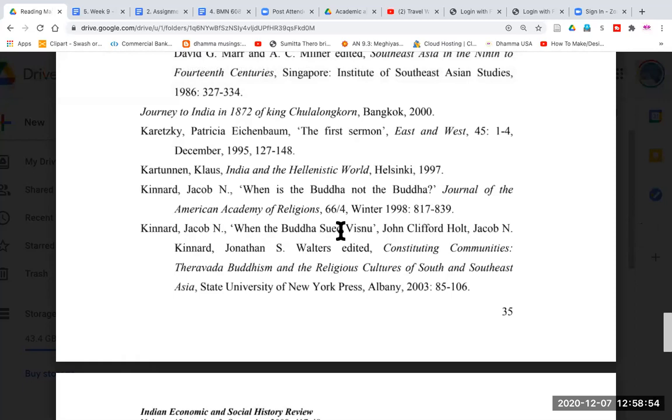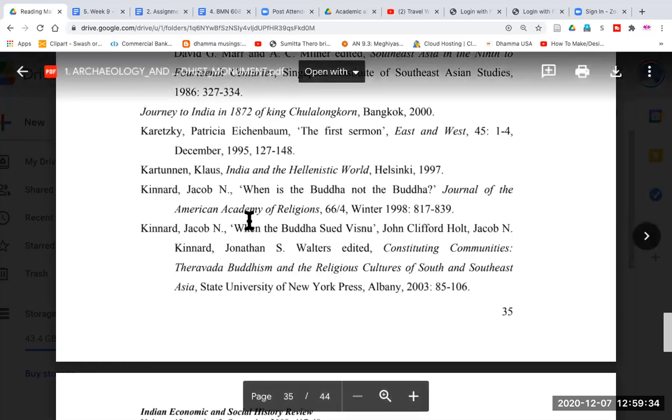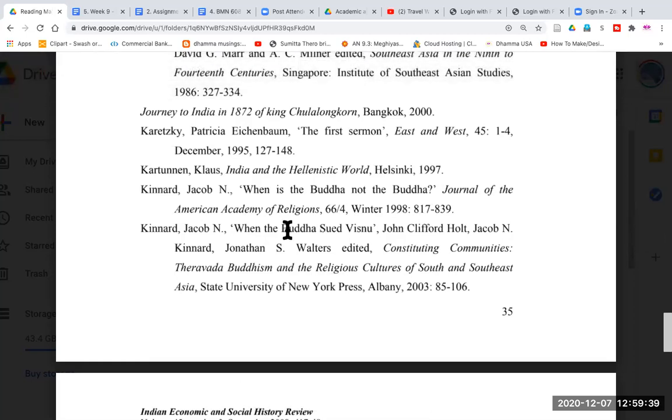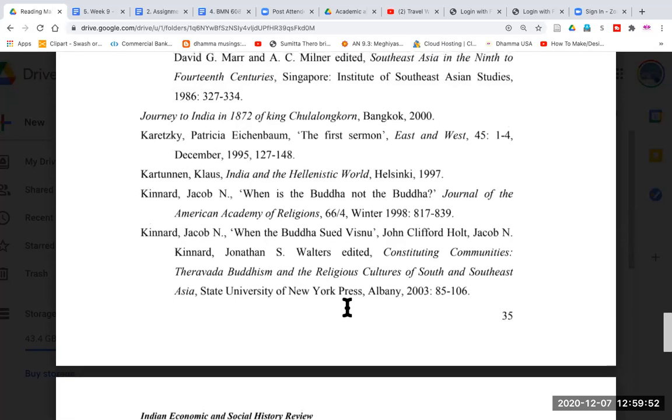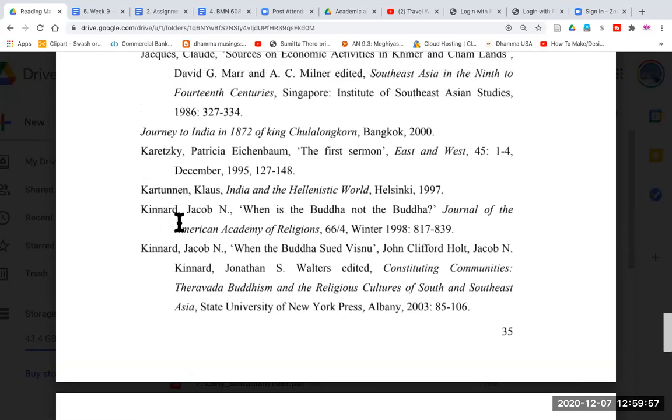Okay, and now you can see here we have the article and here we have the title, and these are the people who edited the book. And then we have State University of New York Press. This is the publisher. And Albany is the place of publication. And 2003 is the year of publication. And 85 to 106, these are the page numbers. So within these page numbers, we do have this article called When the Buddha Sued Vishnu. So if you cite a journal article, this is how you give your information in the bibliography.